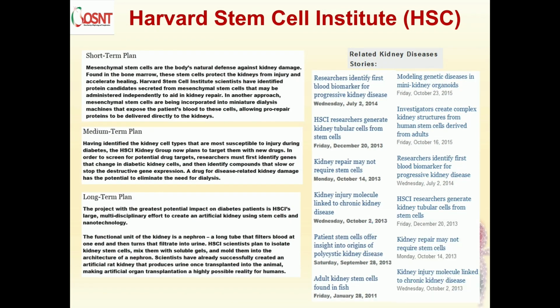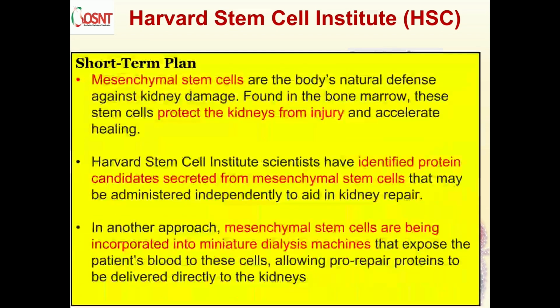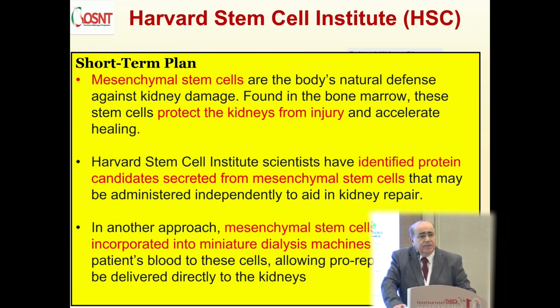They have short-term plan, medium-term plan, and long-term plan. Let's have a look at their short-term plan. Short-term plan depends on mesenchymal stem cell, the body's natural defense against kidney damage. It is found in the bone marrow, and this cell protects the kidney from injury. So they are very important for us. Harvard Stem Cell Institute has identified protein candidates secreted from these mesenchymal stem cells. So when we identify this protein, it can be used for kidney repair.